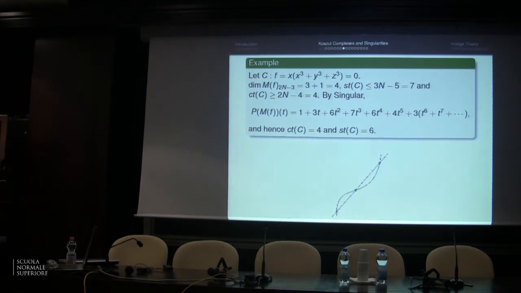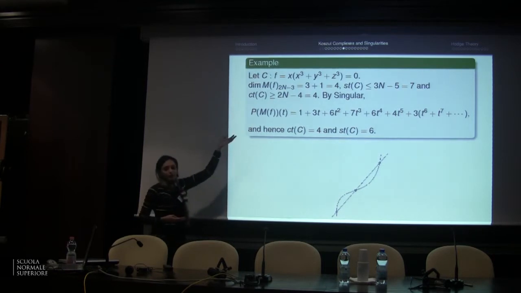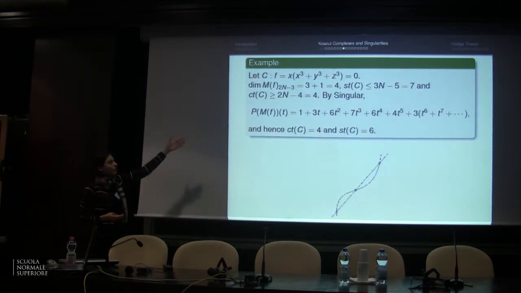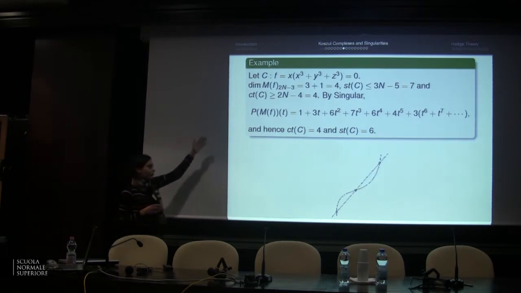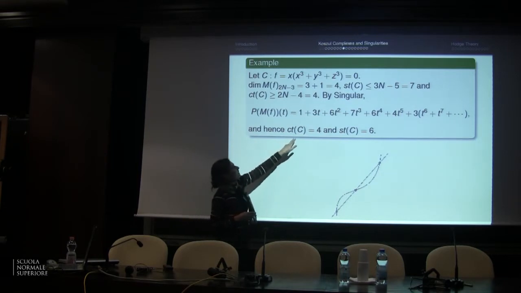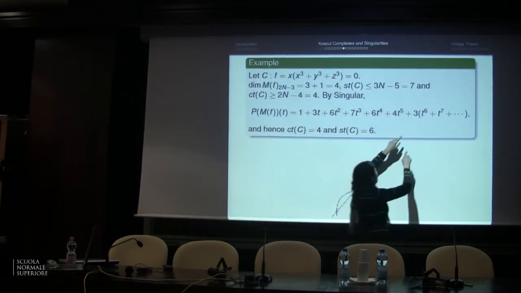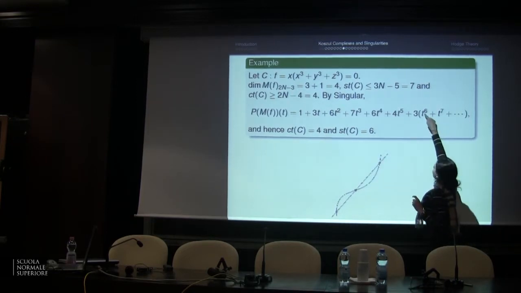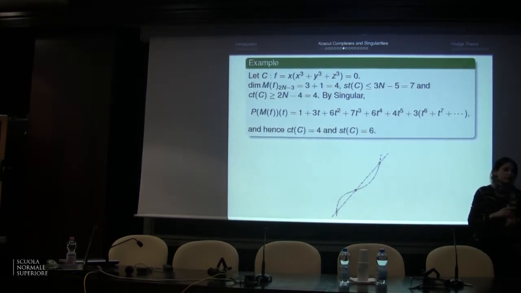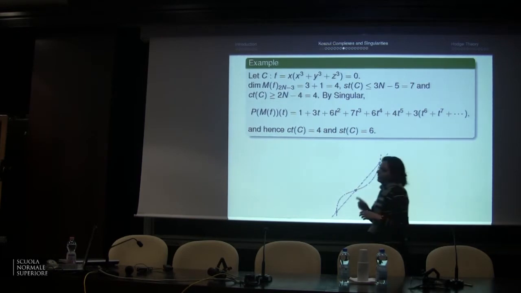Now we can compute the Poincaré series using the program Singular, and we found this polynomial. So using this polynomial and comparing it to the Poincaré series of the Milnor algebra of a polynomial defining a smooth curve, we get that the coincidence threshold is exactly equal to 6. And we see also that the stabilization starts from k equals 6, so the stability threshold is equal to 6.